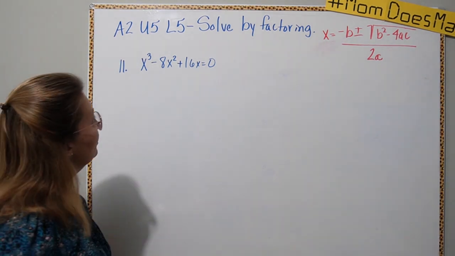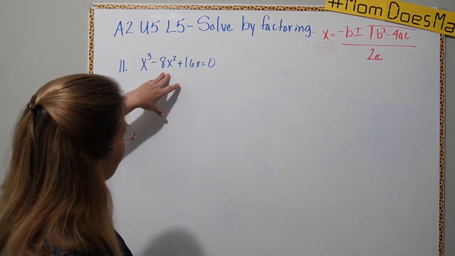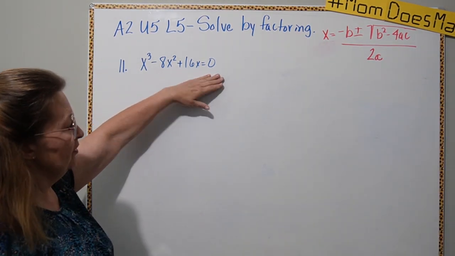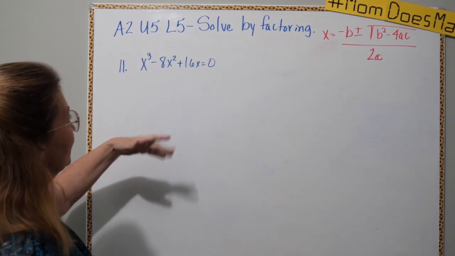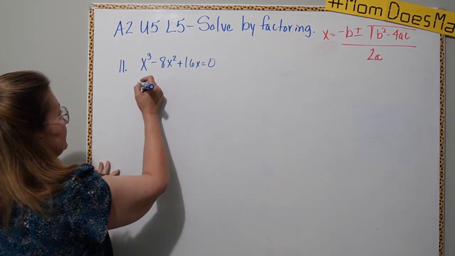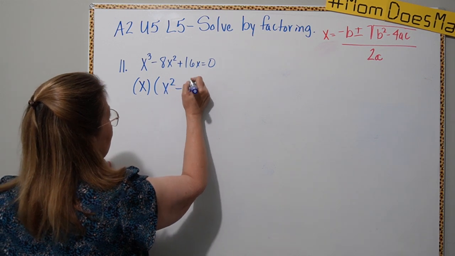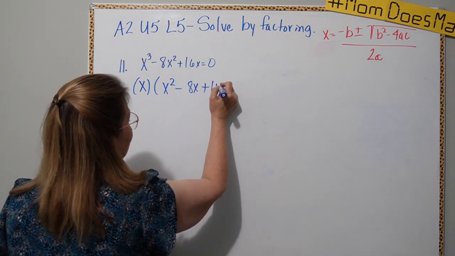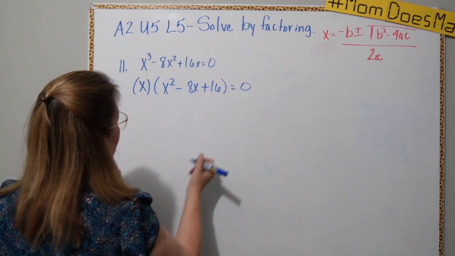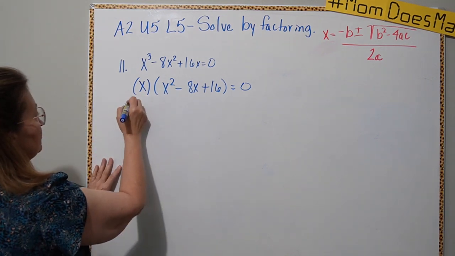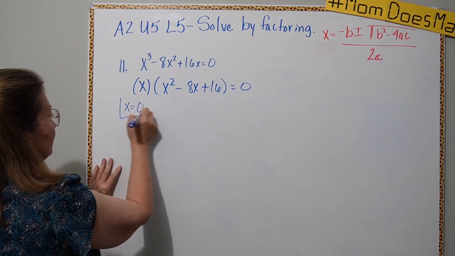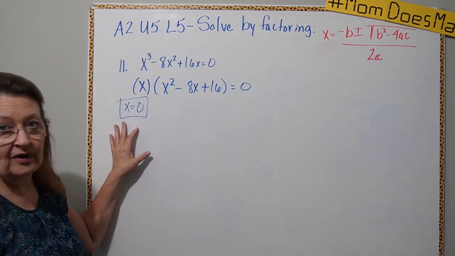Okay, let's look at number 11. x to the 3rd minus 8x squared plus 16x is 0. We're in standard form. Let's take out the greatest common factor of x. So this is going to be x times (x squared minus 8x plus 16) equals 0. Okay, and we can go ahead and knock this one out. We know one of our answers is going to be x is equal to 0.